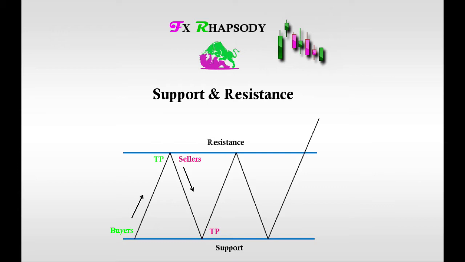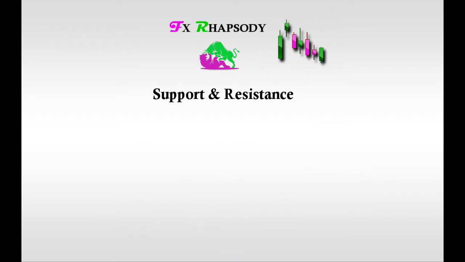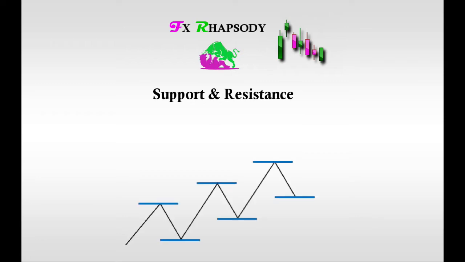Now, support and resistance is not just when price is in consolidation, meaning that price will run sideways. It can be in a bullish or in a bearish trend. Looking at the diagram below, you can see that this is a zigzag pattern and it's making its way up. It's a bullish market.